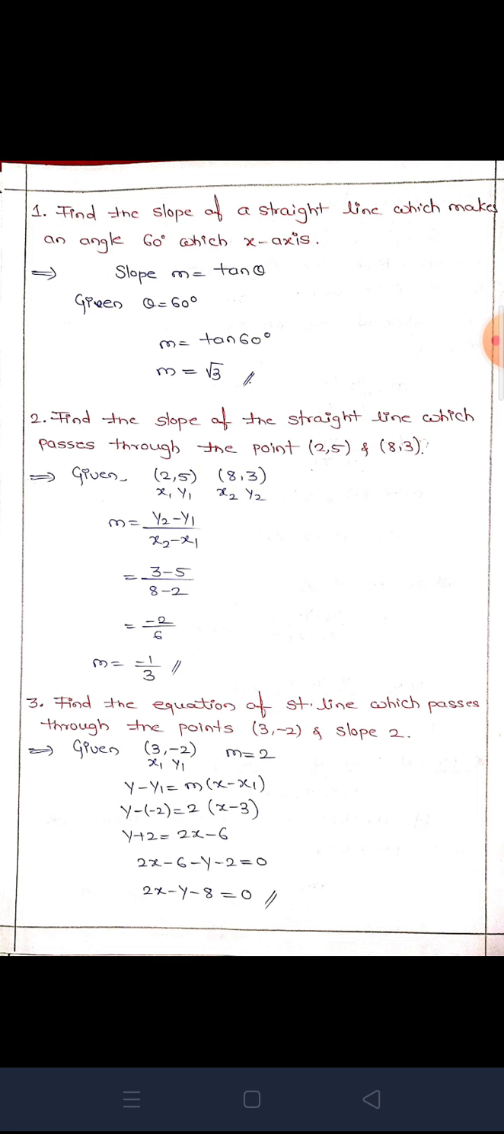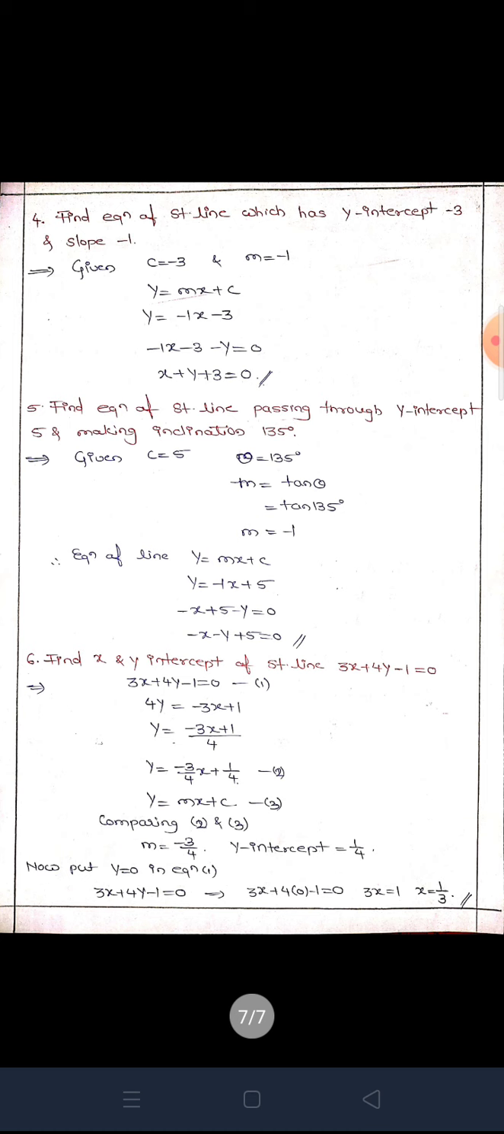Okay. Next. Find the equation of the straight line which has y-intercept -3 and slope -1. What have they given? Y-intercept means c is equal to -3 and m is equal to -1. So it is y is equal to mx plus c. So put the values: y is equal to -1 times x plus c, which is -3, so plus into minus is minus.